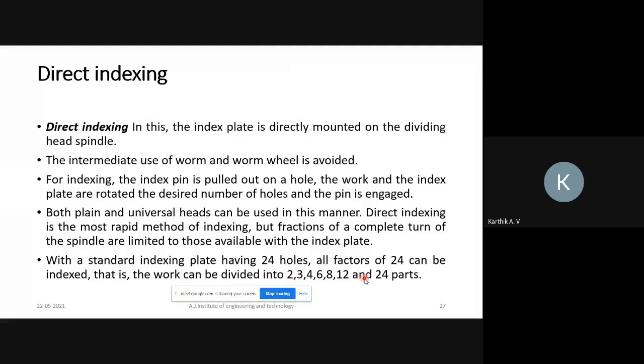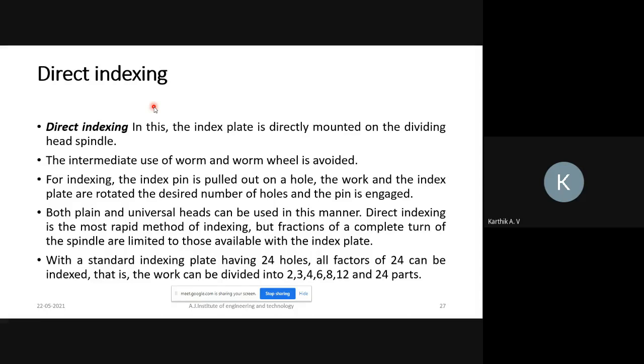In the direct indexing mechanism, other than that, it is not possible. So suppose you want to make a 9 division in the workpiece, it is not possible in the direct indexing mechanism. It is very simple actually. The spindle is directly connected to the workpiece, so based on the rotation of the crank, the workpiece will directly rotate.